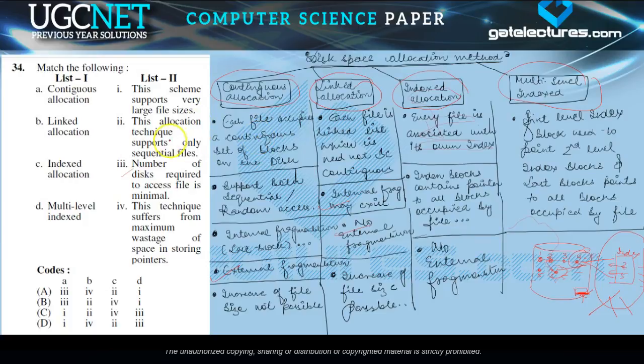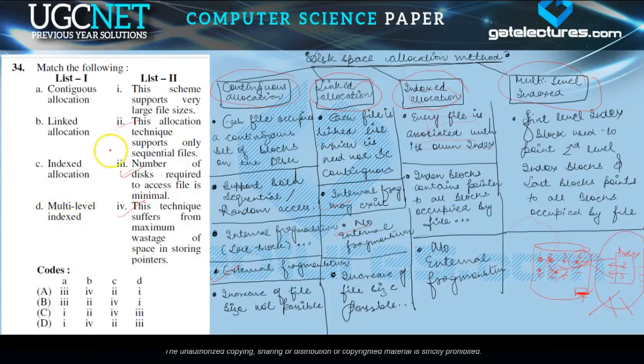In continuous allocation, the number of disk accesses required to access a file is minimum because the files are placed in a continuous manner. In linked allocation, this technique supports only sequential access, because all the files are linked together, and if we want to access any file, we have to go in sequence. In index allocation, this technique suffers from the maximum wastage of space in storing pointers. Every file contains its own index, and the index contains pointers to the blocks occupied by that file, so it is a maximum wastage of storing pointers.